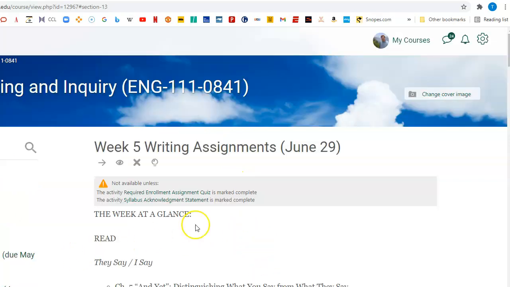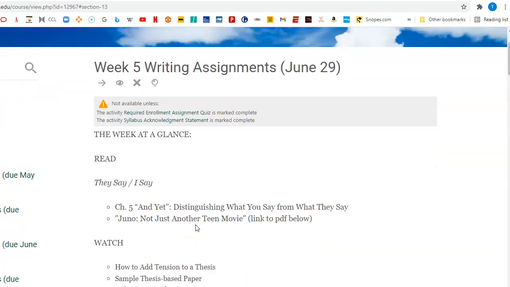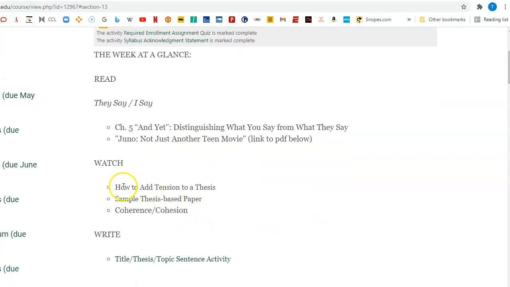In the next section, the second module, the writing assignment module for this week due June 29th, includes Chapter 5 of They Say / I Say, along with the chapter tutorial for that, and another student essay, Juno, Not Just Another Teenage Movie. This is an example of the kind of evaluative thesis-based paper, and again, another student paper I make reference to. There is a presentation on how to add tension to a thesis, a sample thesis-based paper, and then a discussion of how to achieve coherence and cohesion.